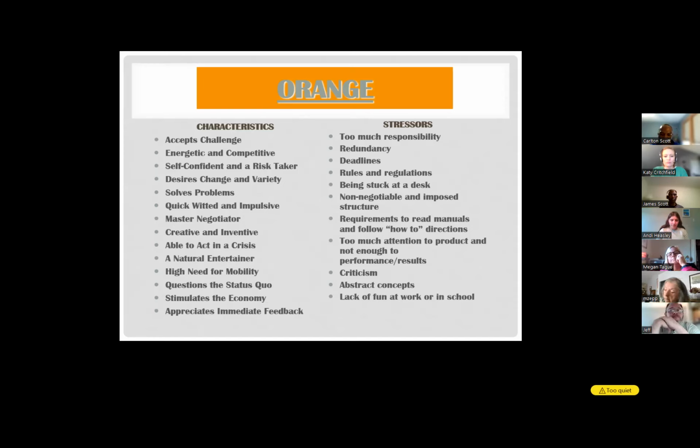The stressors for oranges. In each color, we're going to look at characteristics and stressors. Stressors for oranges are environments where there's too much responsibility immediately, redundancy, deadlines, and rules and regulations. Being stuck at a desk is something oranges really do not like. A non-negotiable imposed structure: they can handle structure in some capacity, but when it's non-negotiable and very rigid, oranges don't tend to like that. Oranges might be those who don't want to sit and read every instruction and go in order when putting things together. It's a different process for them. Other stressors are hypercriticism. Oranges don't necessarily enjoy it, even though they want immediate feedback. And also a lack of fun. Oranges need some type of engagement there.